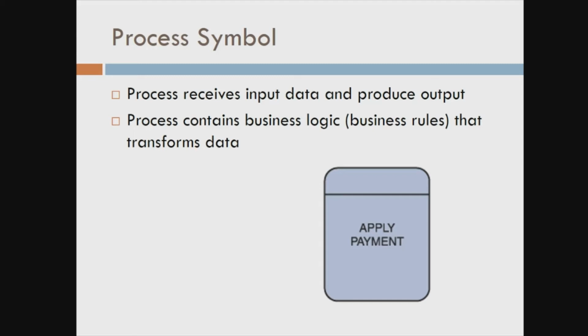Okay, the next part, we go through each symbol. So first is the process symbol. So a process receives the input data and produces the output data. Let's say we do the ordering system. So a customer will provide ordering data to the ordering process, and then the ordering process will process the data and produce, for example, a confirmed order. That is the output of the ordering process. And a process contains business logic, which refers to the business rules that transform the data. So this is the symbol for the process in your business information system that will be represented using the DFD, data flow diagram.